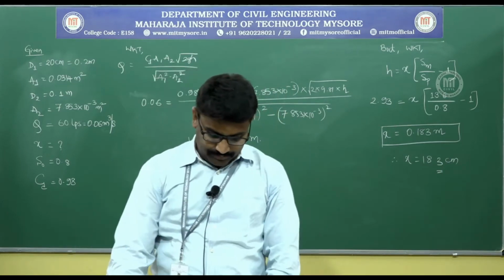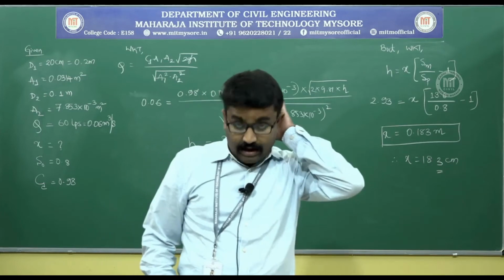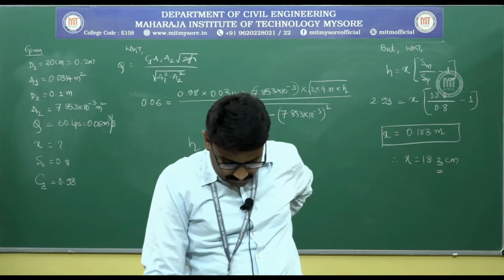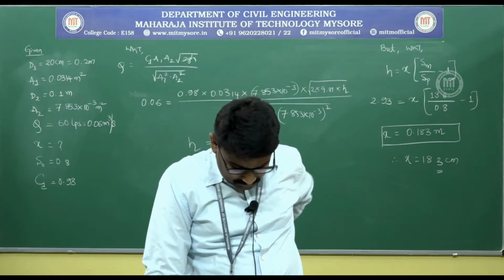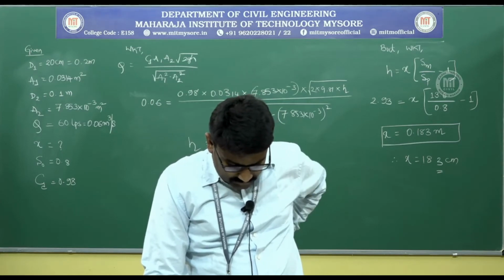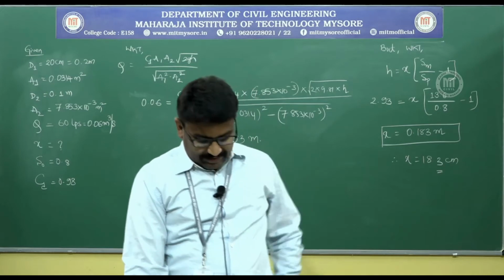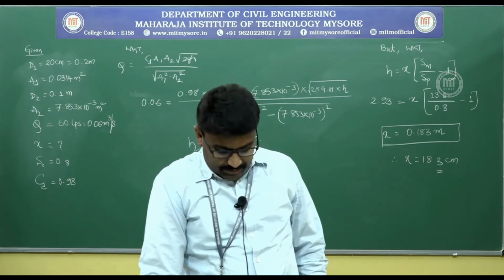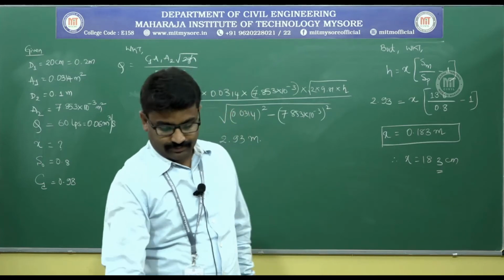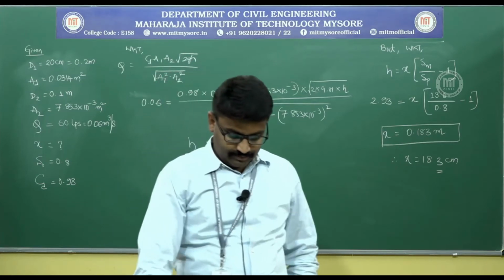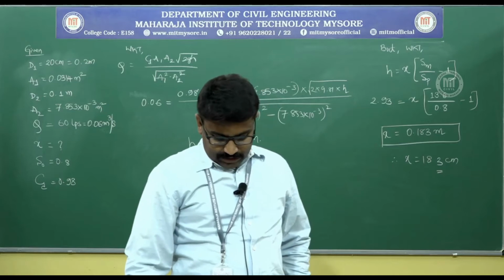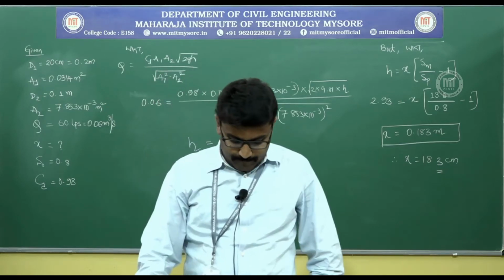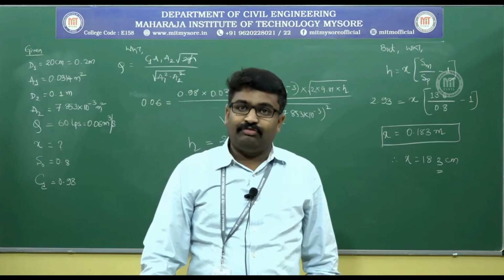Take the next problem. A horizontal venturimeter of inlet diameter 20 centimeter and throat diameter 10 centimeter is used to measure the flow of water.